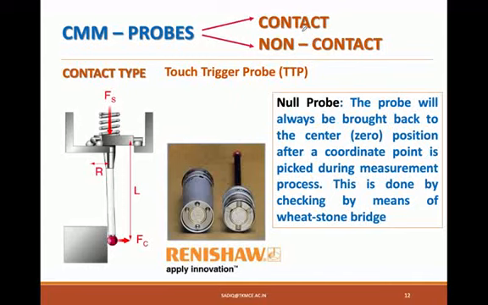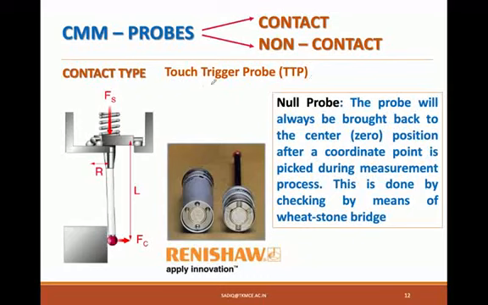In contact probes, when it touches the workpiece, it will take the coordinate of the center point at the moment of touching on the workpiece. Let us see one example of a contact type probe. These are typically called touch trigger probe, or TTP in short.